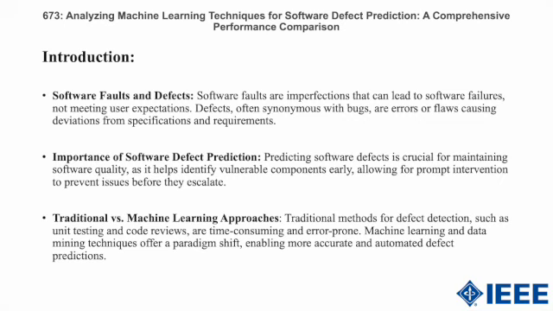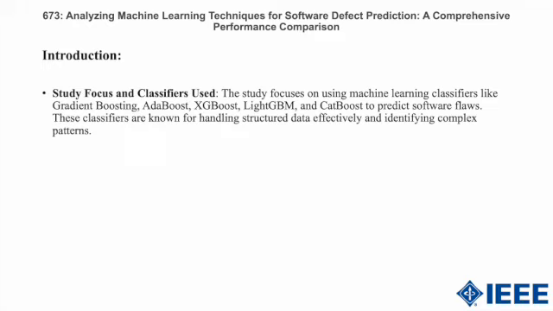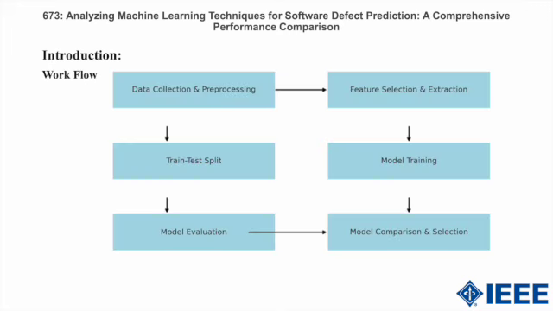Both traditional and machine learning approaches have been applied in this area. If we use machine learning based methods, that will reduce the time spent analyzing and finding defects at an earlier stage. The traditional methods always take longer than the machine learning methods. Here we focused on machine learning classifiers like gradient boost, ADA boost, XGBoost, LightGBM, and CatBoost for predicting software defects. So this is about the introduction, and this is the workflow.